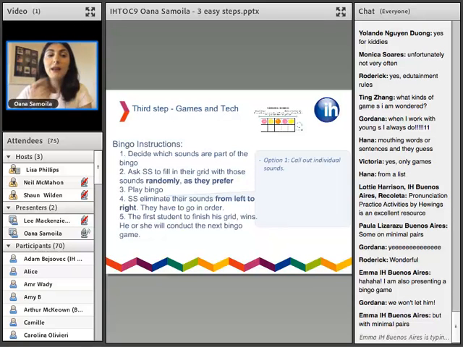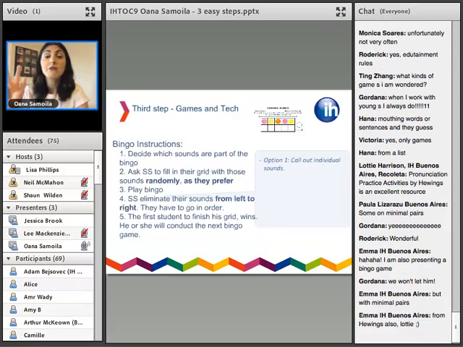Now, when I say play bingo, what I mean is you have three options. Option one is call out individual sounds. This focuses only on that sound, which means that it gives you a lot of opportunity to correct both the production of the sound from the mouth, but also the sound itself. So it's really, really good when you're trying to work on isolated sounds.